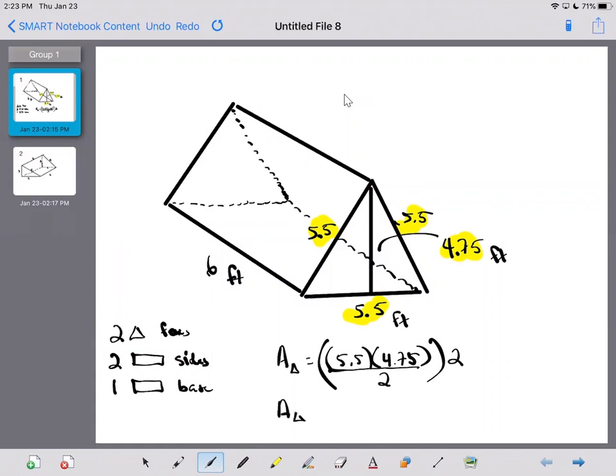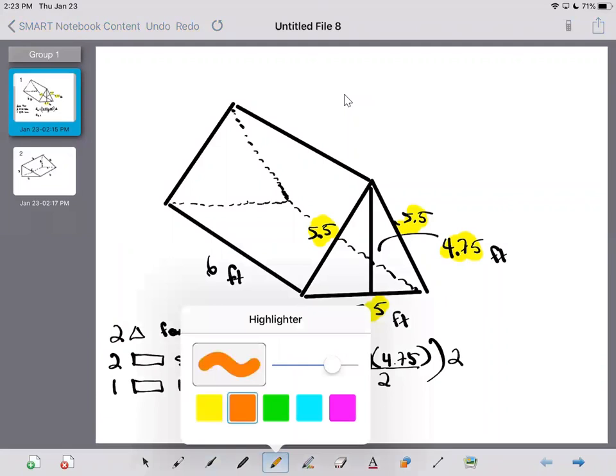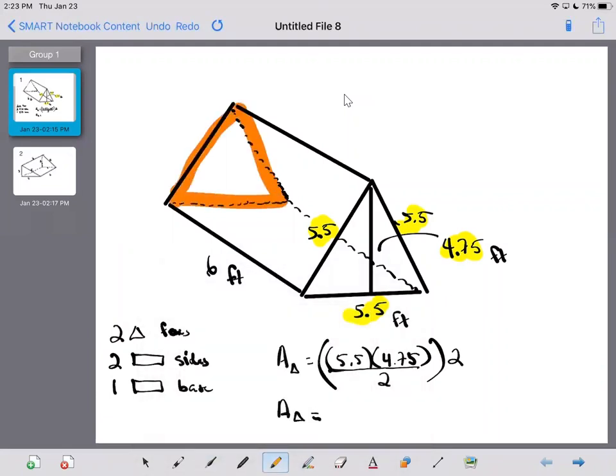The total area of the two triangles, which I'll color here and here, would equal 26 125 thousandths square feet. So I'm going to hold on to that number.